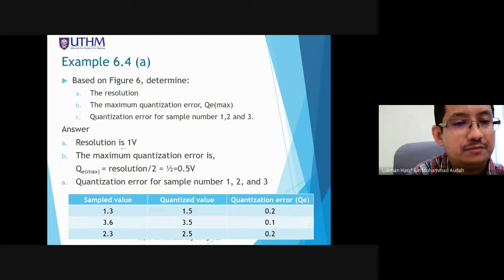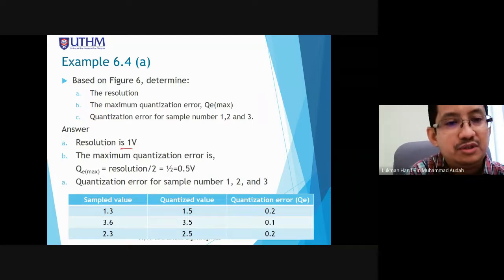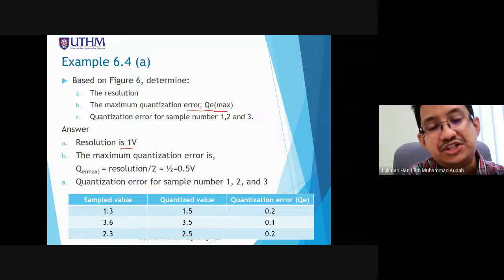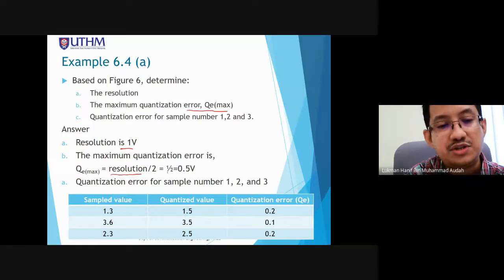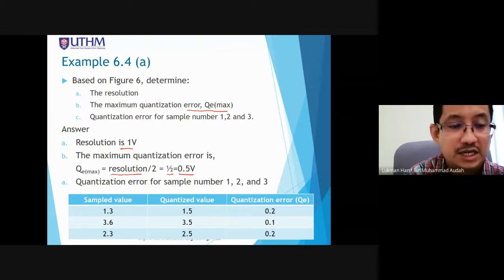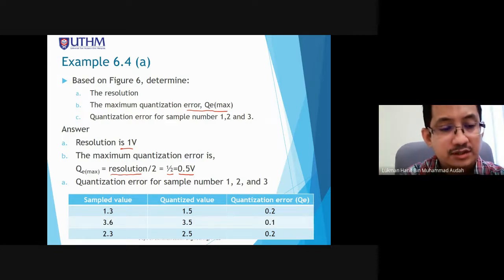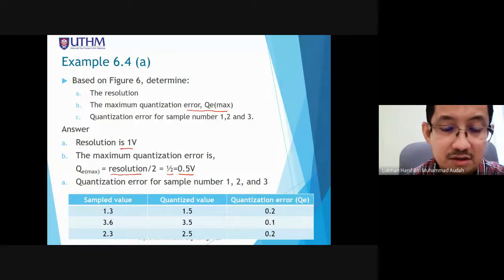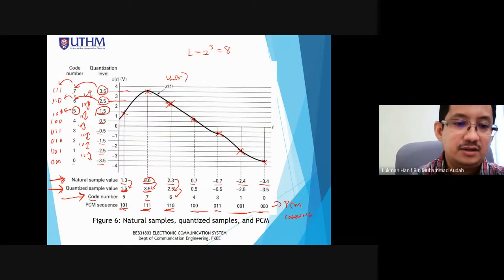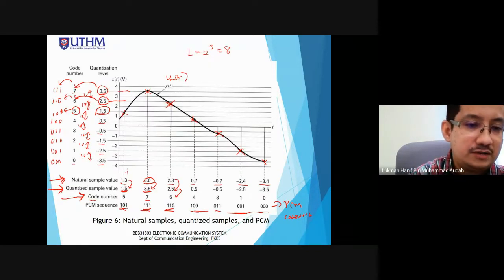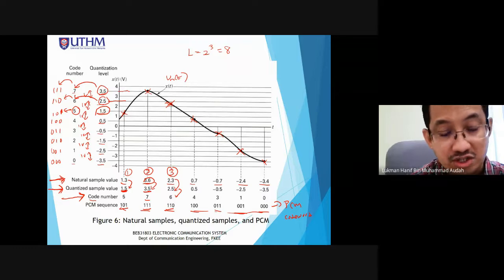Okay, 1 volt. And then the maximum quantization error. Maximum quantization error is resolution divided with 2. Okay, so maximum quantization error adalah 1 volt dibahagikan dengan 2, so 0.5 volt. Okay, the maximum quantization error for this example is 0.5. And then what? Find the quantization error for sample number 1, number 2 and sample number 3. Yang ni sample number 1, sample number 2, sample number 3. Okay, berapakah dia punya quantization error?